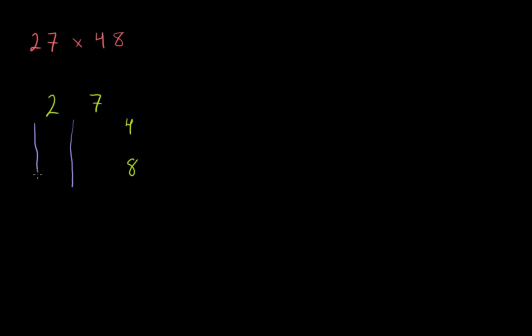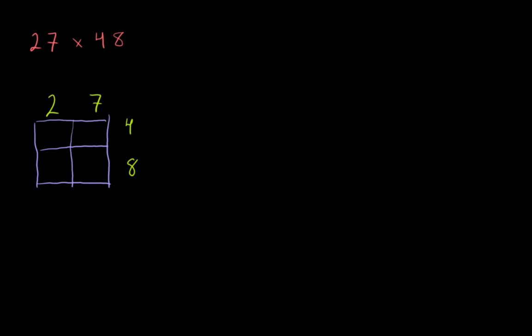So let's say we're trying to multiply 27 times 48. What you do is you write down your 27. The 2 and the 7 are going to get separate columns, and you write your 48 down the right-hand side, and then you draw a lattice. This is why it's called lattice multiplication. So the 2 is going to get its own column, the 7 is going to get its own column, the 4 is going to get its own row, and the 8 is going to get its own row.